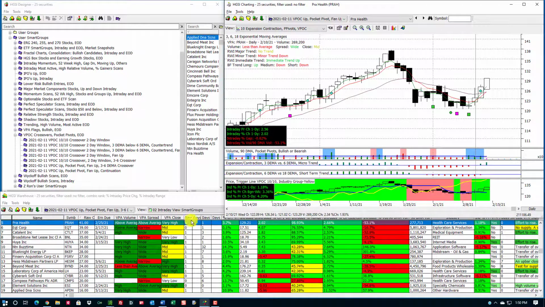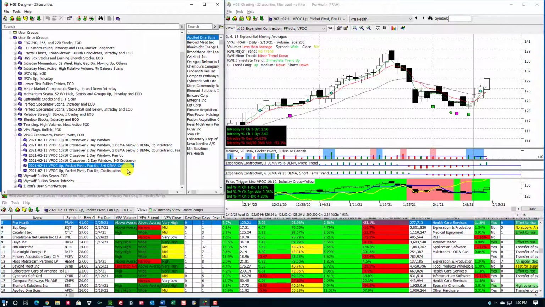You can see the pocket pivots here. I don't have the number of days back. It's not part of the program where I can see where the pocket pivot signal is generated. Yeah, you're going to have to do it on the chart, but it's obviously easy to see with the blue lines here. So that's fan up, 3-6 crossover with pocket pivot.